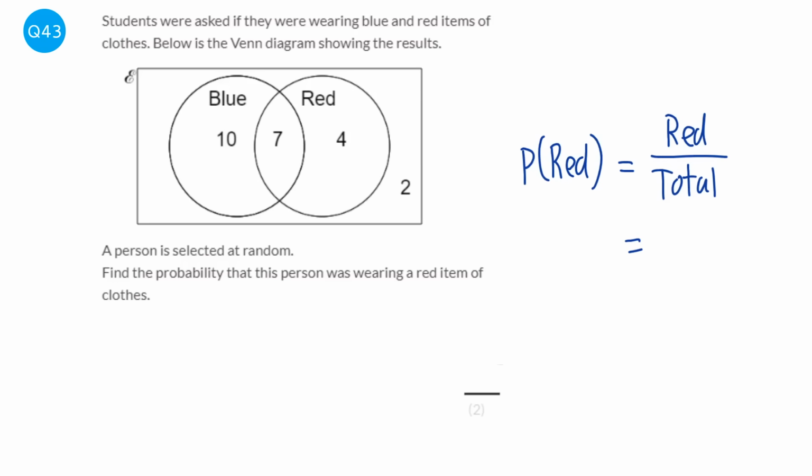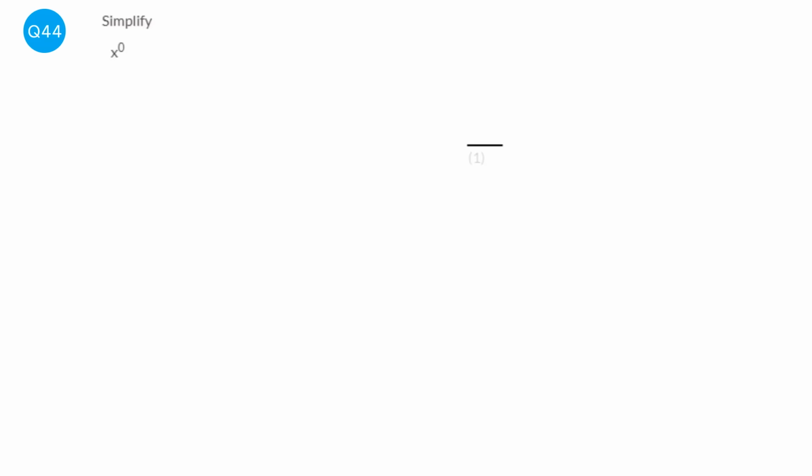So the success is red, so we're looking at red. So 7 plus the 4, which is 11. And the total amount is the 10 plus the 7 plus the 4 plus the 2. So we're going to add all those together. We make 23. So our answer is 11 over 23.